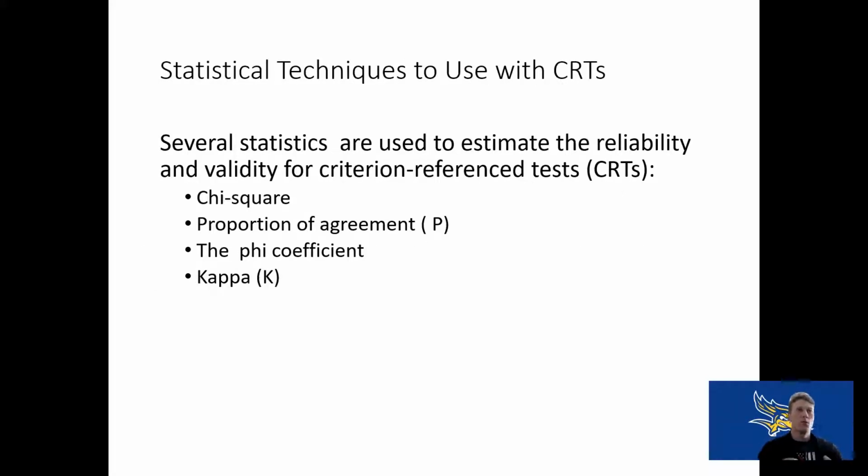So we're not going to talk about how to create the criteria, but we're going to talk about how we can assess the reliability and validity of tests that are used to measure those cut points. There are multiple different types of tests, like chi-square, the phi coefficient, and the kappa statistic, but proportion of agreement is the one that we're going to talk about for this class.